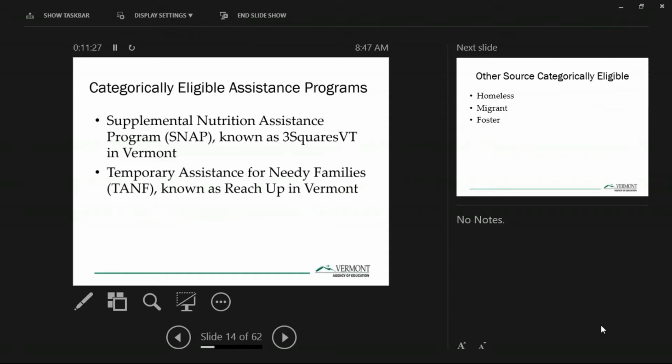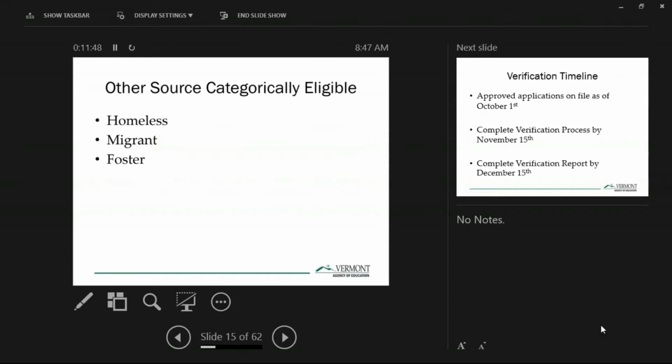Folks can be approved for free meals if they participate in SNAP 3 Squares VT or TANF/REACH-UP, if they provide a case number, the student name, and an adult and the household signature. That's a complete application for categorical eligibility. As well as if they check off that they're homeless, migrant, or foster. Those are complete applications as well and can be approved for free meals.